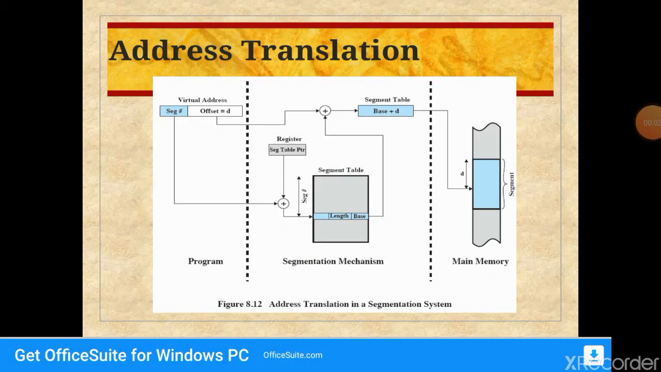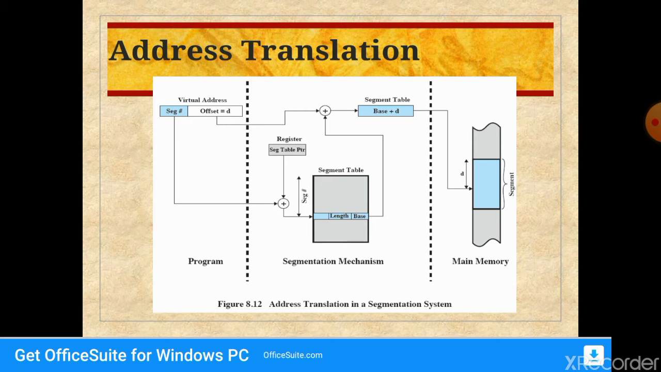This diagram clearly shows how to convert a virtual address to a physical address using segmentation. The first few bits in the virtual address are used to represent the segment number, and in the segment table a pointer called the segment table pointer is maintained to point to the first segment in the segment table. Now by adding the segment number to this initial segment table pointer, it leads to the corresponding segment.